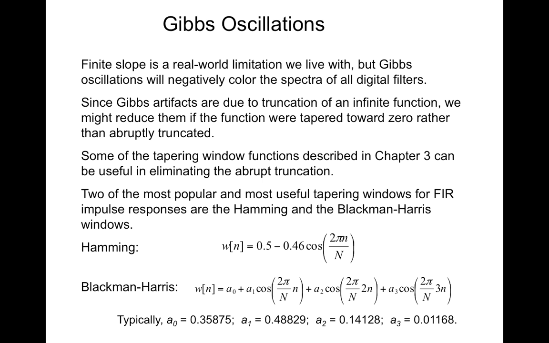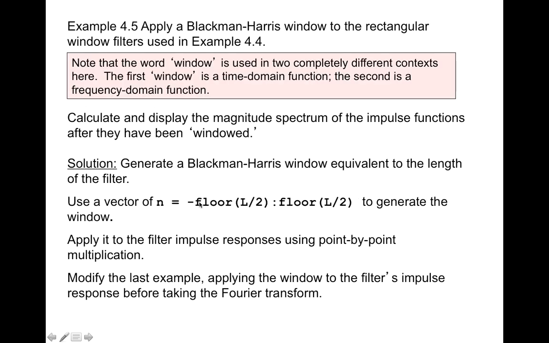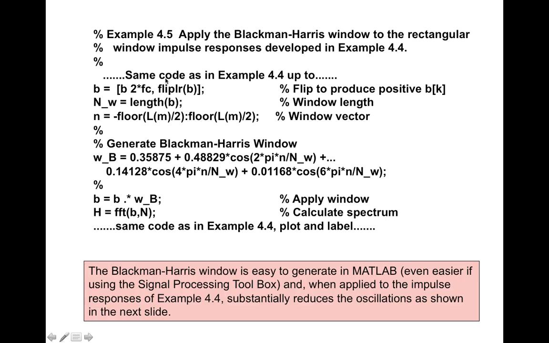And so one way to reduce those is to go with a window so that you don't have that rectangular windowing that truncates that function. And so repeated again here are the Hamming window and the Blackman-Harris window with typical coefficients. So we can apply a Blackman-Harris window to that rectangular window filter. And then in this case, we're going to calculate and display the magnitude spectrum of those impulse functions after they've been windowed. So everything is pretty much exactly the same right to this point.